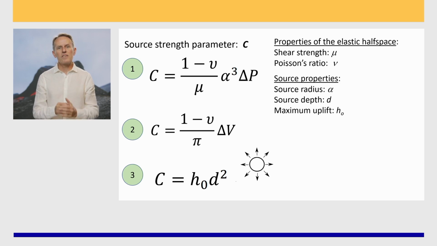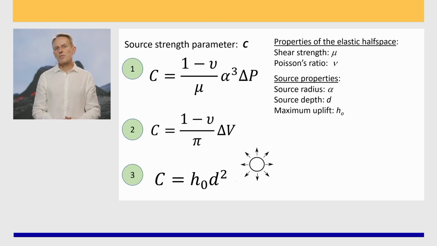Equation number 3 is another equally valid expression. It shows that the source strength equals the product of maximum surface displacement directly above the source, denoted by h subscript 0, times the depth to the source squared. This equation can be used to infer the source strength parameter from surface deformation field that can then later be used, for example, together with equation 2 to infer the subsurface volume change.